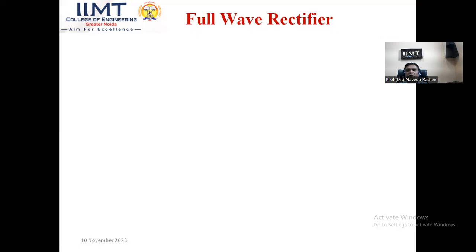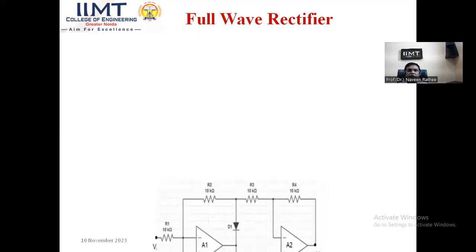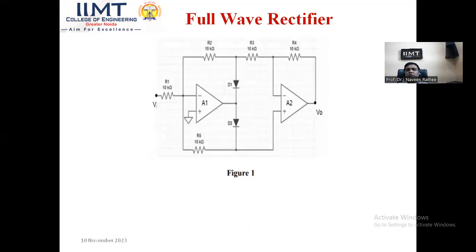So in one case, we are going to use one diode for conduction, and in the other we are going to use another diode for conduction. So let me show you the circuit. This is a simple circuit of a full wave precision rectifier. Here we have used two operational amplifiers, A1 and A2, and two diodes, D1 and D2.